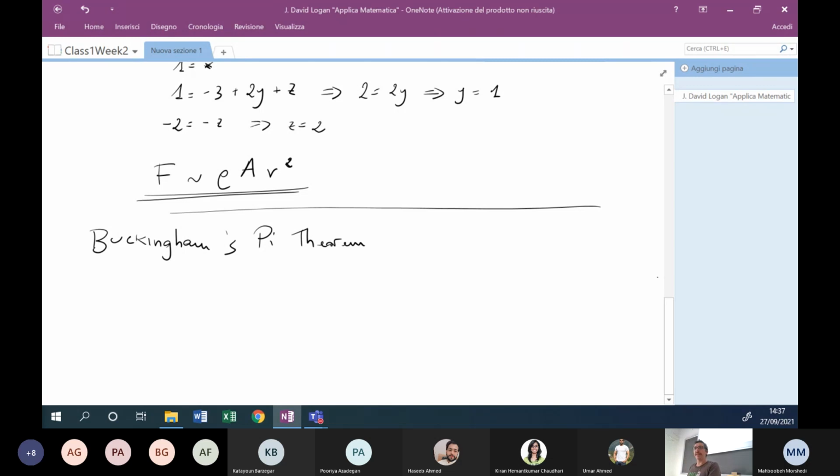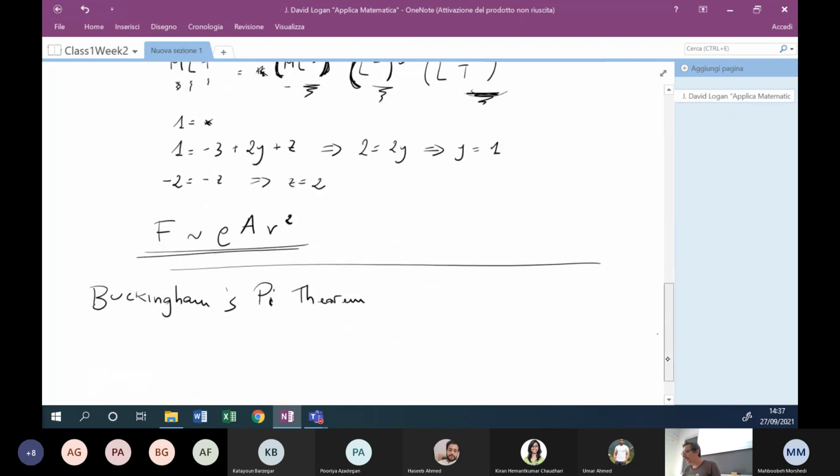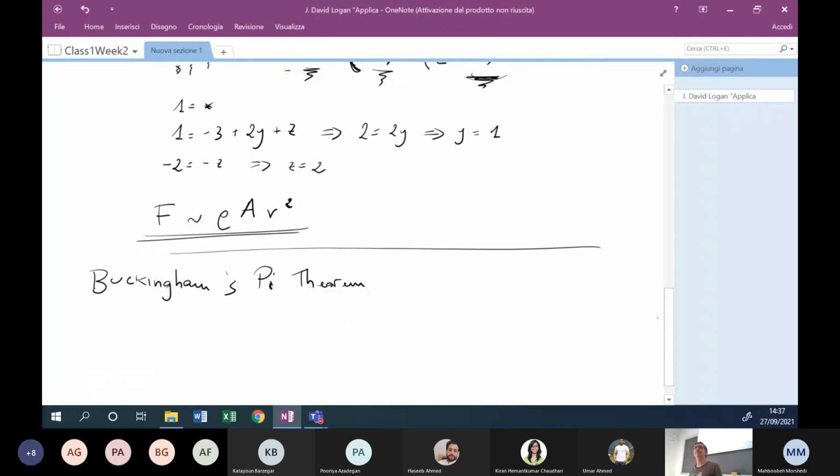Pi theorem. Buckingham is the guy that proved the theorem. And again, the theorem is called Pi theorem because, historically, traditionally, you call these dimensionless variables with pi, right? It's not very deep. It's used for projecting. Maybe sometimes we need to project something.